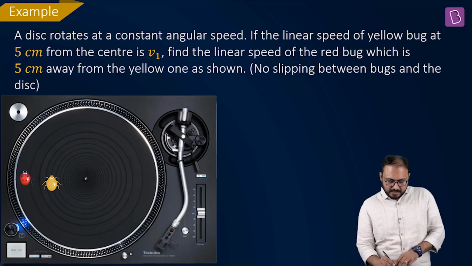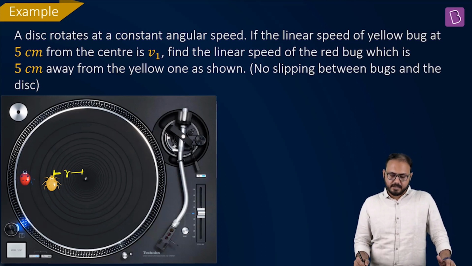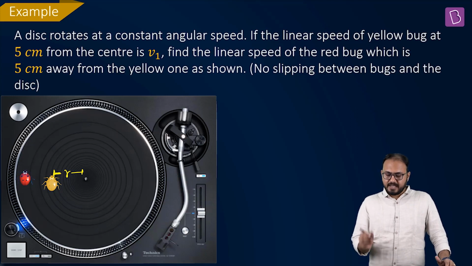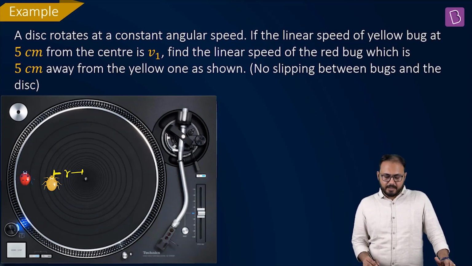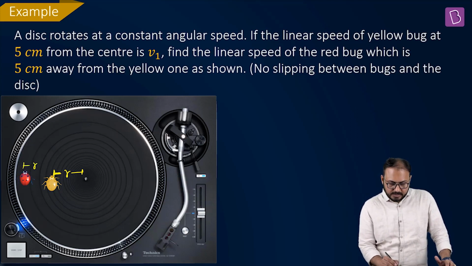So basically, this guy is at a distance r. And what is its speed? v1. Find the linear speed of the red bug, which is 5 centimeter away from the yellow one. Okay, so this is further r.